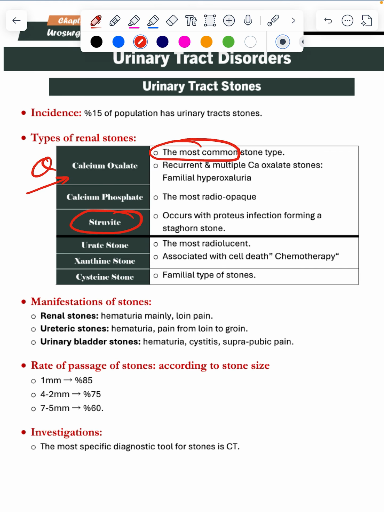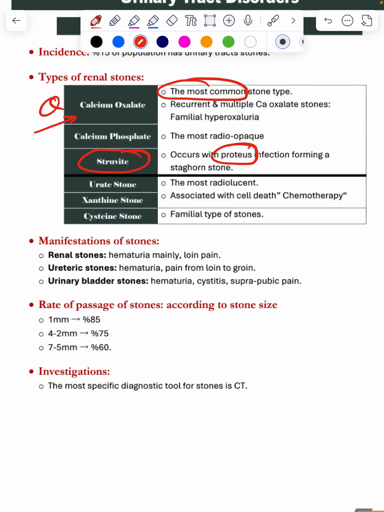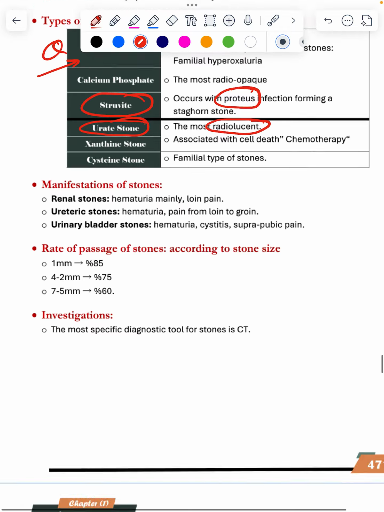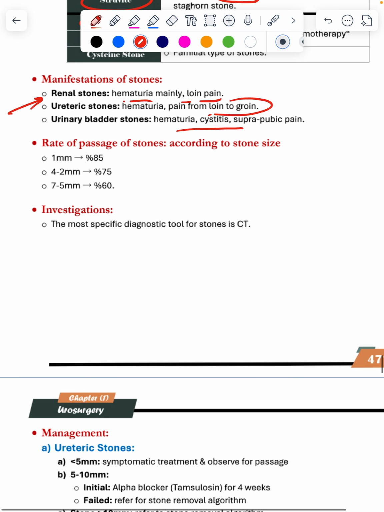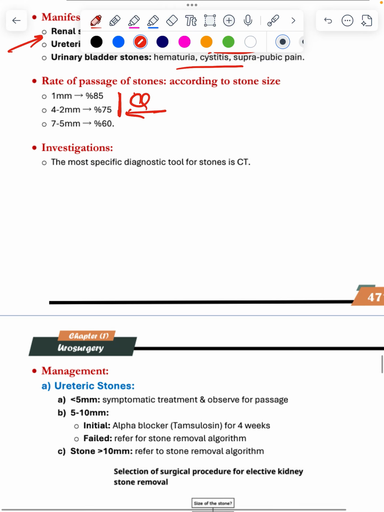Calcium oxalate. This is the question. Struvite for Proteus. Radiolucent is urate. Familial: xanthine, cysteine, again familial. Hematuria, loin pain. Ureteric stone: hematuria, pain from loin to groin. Urinary bladder, hematuria. Less than 1 mm, up to 2 mm, they pass. So this is the question.